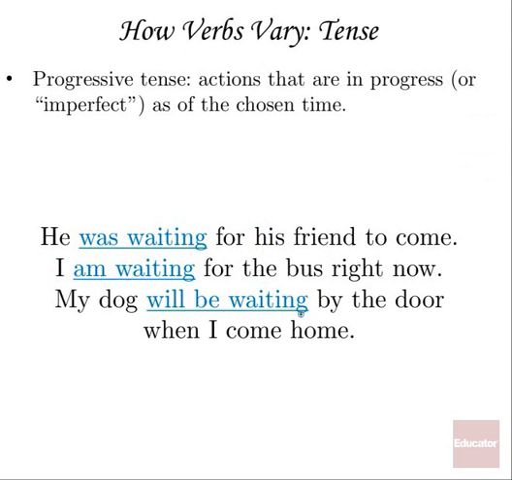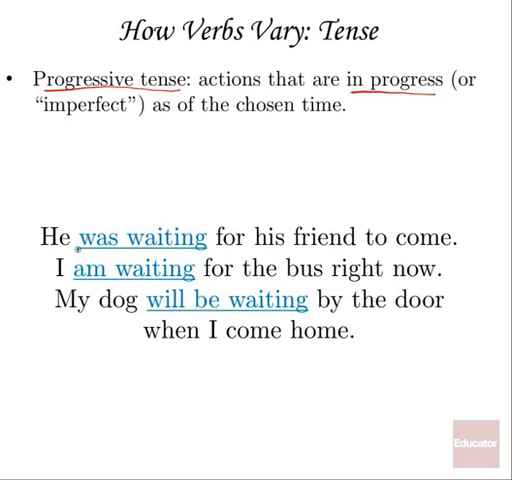All right, now we come to the progressive tense. Now remember, all of these tenses get their own lessons later in the verb unit. This is just an overview. The progressive tense describes actions that are in progress or imperfect as of the chosen time. This is why it's also called the imperfect tense, as distinct from the perfect.